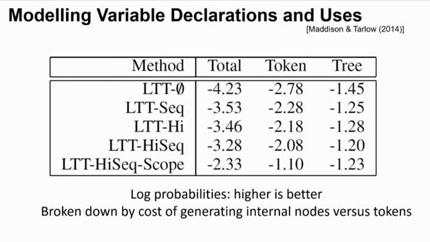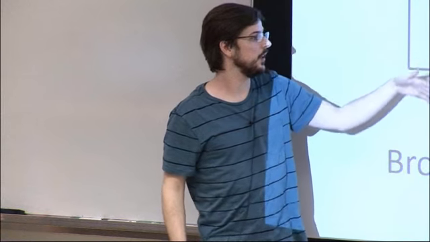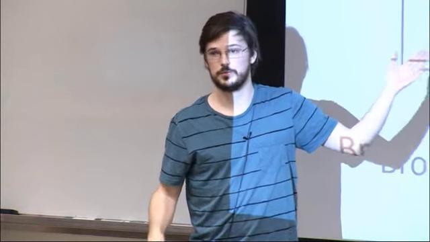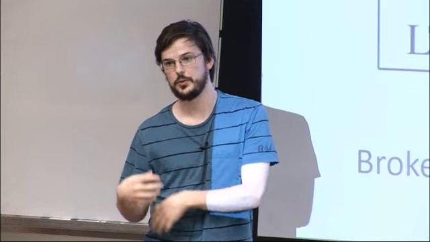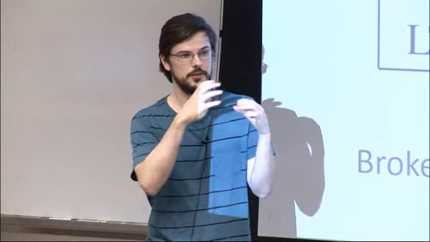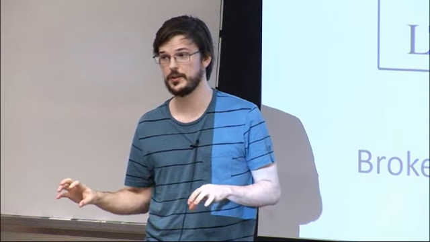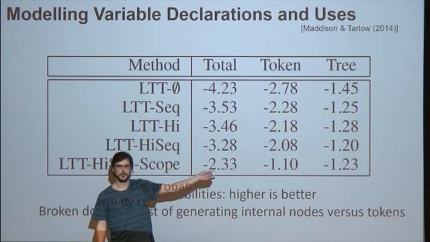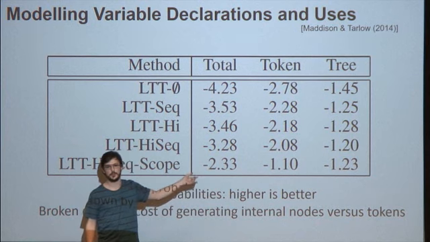Right, so how does this work? This turns out to give us a really big gain. This was what I showed you before, where we incorporated the hierarchy and the sequence features, and this is where we now have this model of scope. I've additionally broken down these log probabilities. You can attribute the cost in log probability to whether it was spent generating the internal nodes of the tree, or generating the leaves corresponding to the tokens. And what you see is that by incorporating the scope model, we pay a little bit of additional cost in generating the tree, but we get a huge win in terms of the cost of generating tokens.